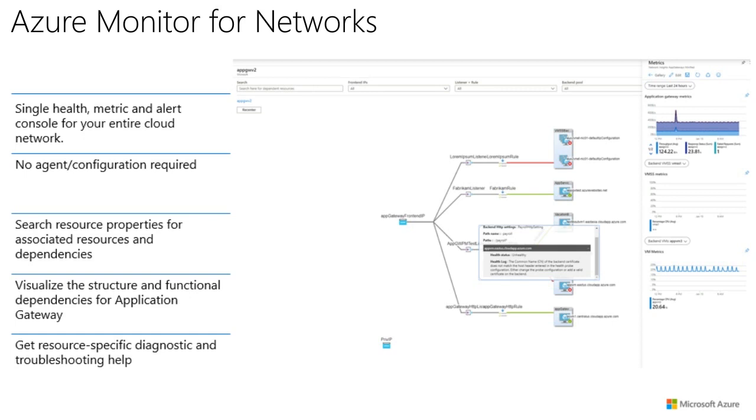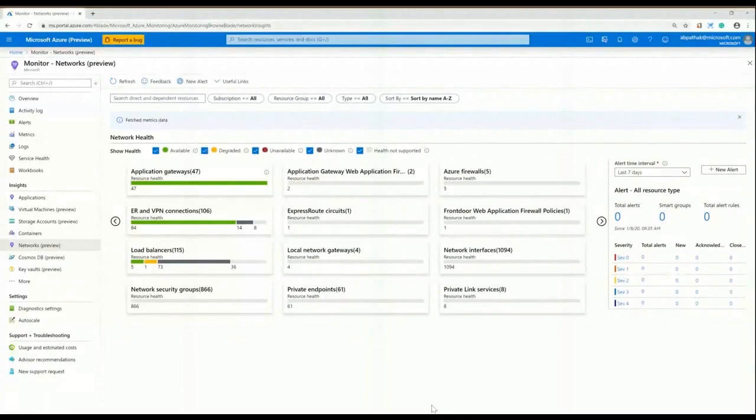Now let's take a look at this thing live in action. In order to access the view, first you would go to Azure Monitor. In Azure Monitor, you go under Insights and Networks, and that's where you'll be able to access the view. On this particular page, there are 3 key segments.